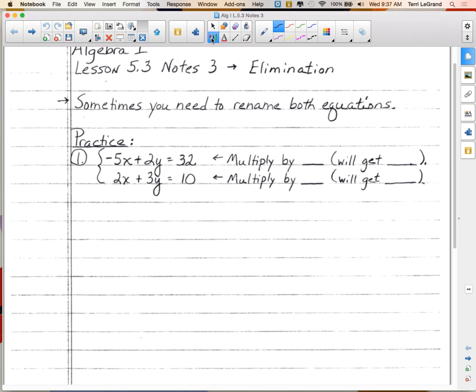eliminate. Like I said, there's an infinite number of ways to do this because we really just have to create opposites, whether it's in the x's or the y's. So you can multiply by as small numbers as you want or as big numbers as you want to make this happen. The smartest thing to do is be efficient, right? Okay, so let's hear some of what you think would be an efficient way to go about this first one where we have negative 5x plus 2y equals 32 and 2x plus 3y equals 10.